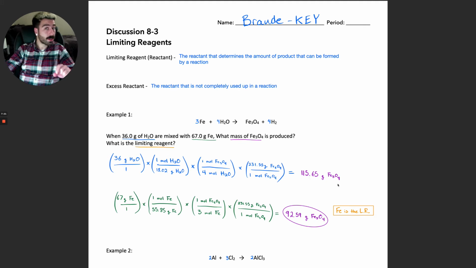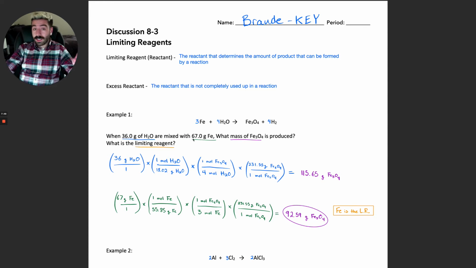And you'll notice I didn't circle it. I would encourage you not to circle anything until you've completely solved both problems, and I'll show you why here shortly. So for now, we know that I can make 115.65 grams of iron oxide from 36 grams of H2O. I put this in purple so we know I'm talking about mass of iron oxide. That might help you, it might not. No big deal if not.